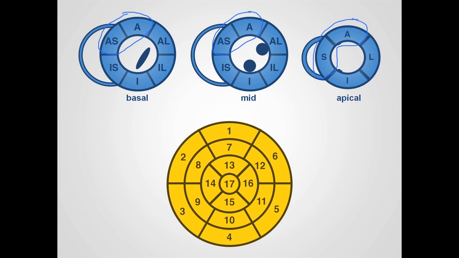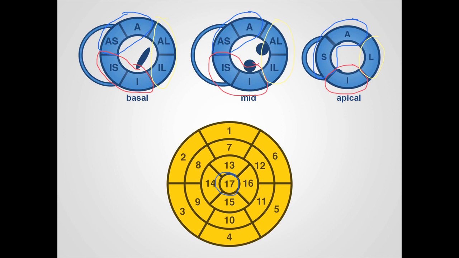The right coronary artery normally supplies the basal inferior and infraseptal segments, the mid-inferior and infraseptal segments, and the apical inferior segment. And the circumflex coronary artery normally supplies the anterolateral and infralateral segments basally and at the mid-level, and the apical lateral segment. Some centres also include the apical cap at the very tip of the left ventricle as the 17th segment, and that is supplied by the LAD.